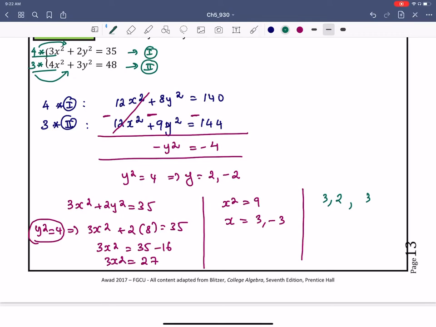And x is 3, and y could be -2, and x is -3, y could be +2, and x is -3, and y could be -2. So you have 4 possible solutions.